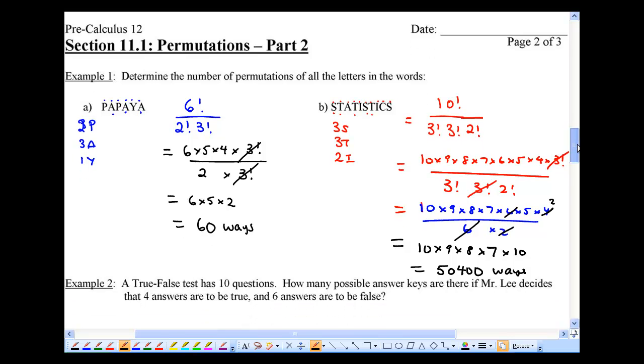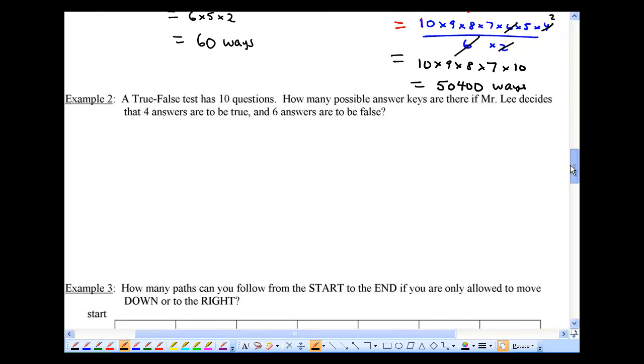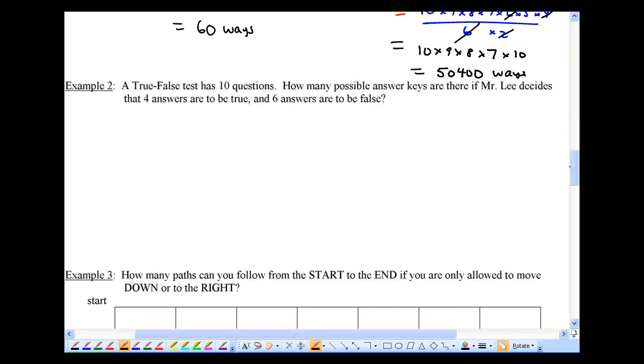Let's keep going with a few more examples here. Now the true or false test. Last time it was multiple choice, this time it's true or false. True or false means there's two answers, true or false. How many possible answer keys are there if Mr. Lee decides that 4 answers are to be true and 6 answers to be false?